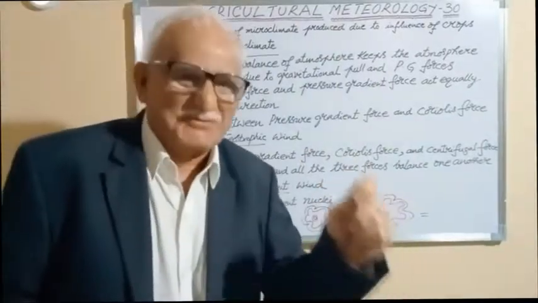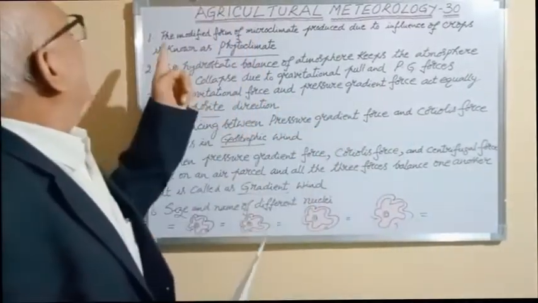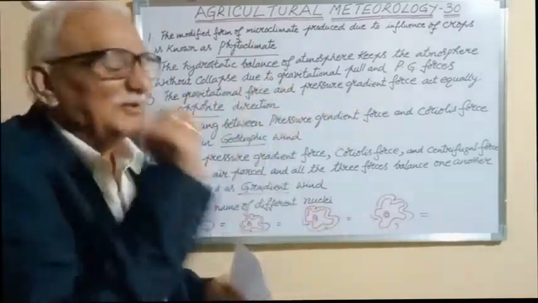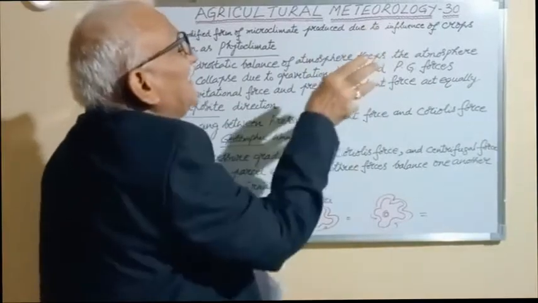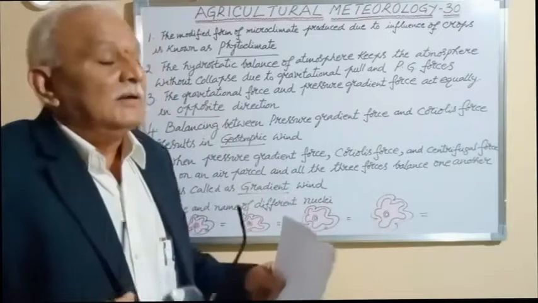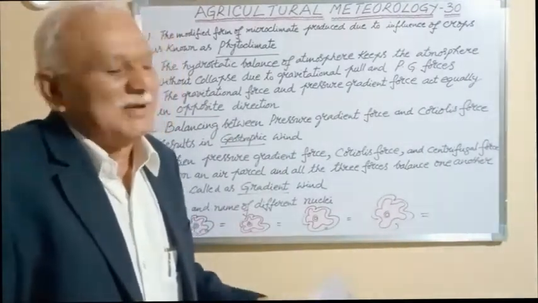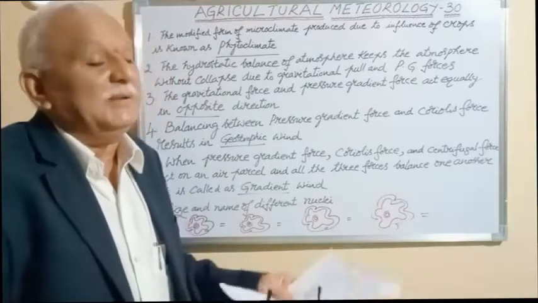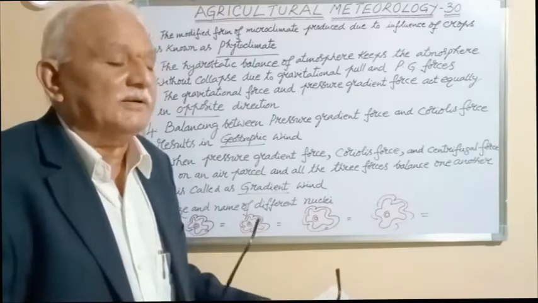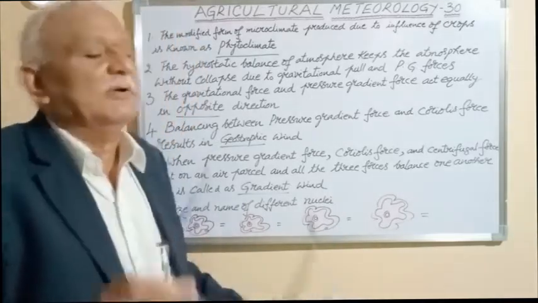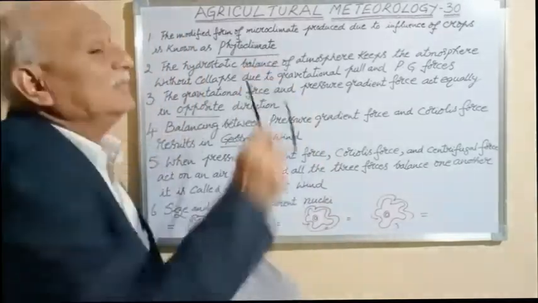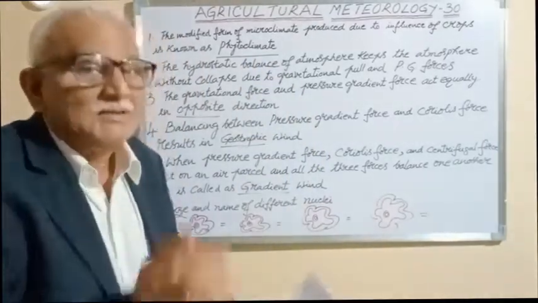The first bit of today's class is on the modified form of microclimate. The modified form of microclimate produced due to the influence of crops is known as phytoclimate. Of course, the climate of a crop field is known as microclimate, but as far as the PG and Ph.D levels are concerned, micrometeorology has been defined as the science concerned with detailed examination, on a microscale basis, of the physical and meteorological factors that are taking place within the ecosphere. However, here this is the phytoclimate; this bit is certain to come, that's why I have given it here.